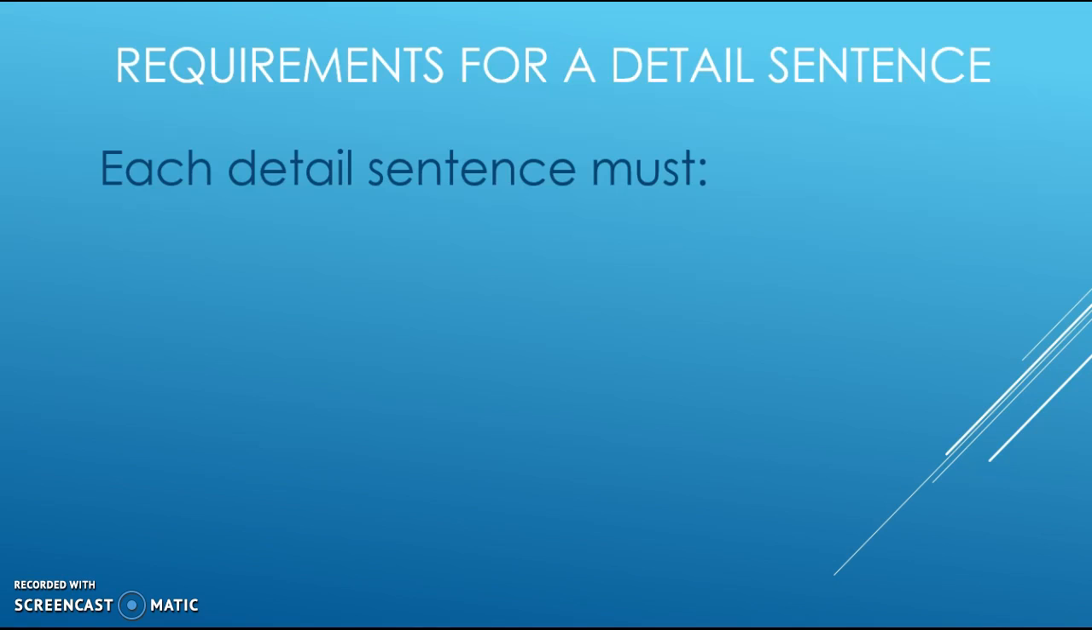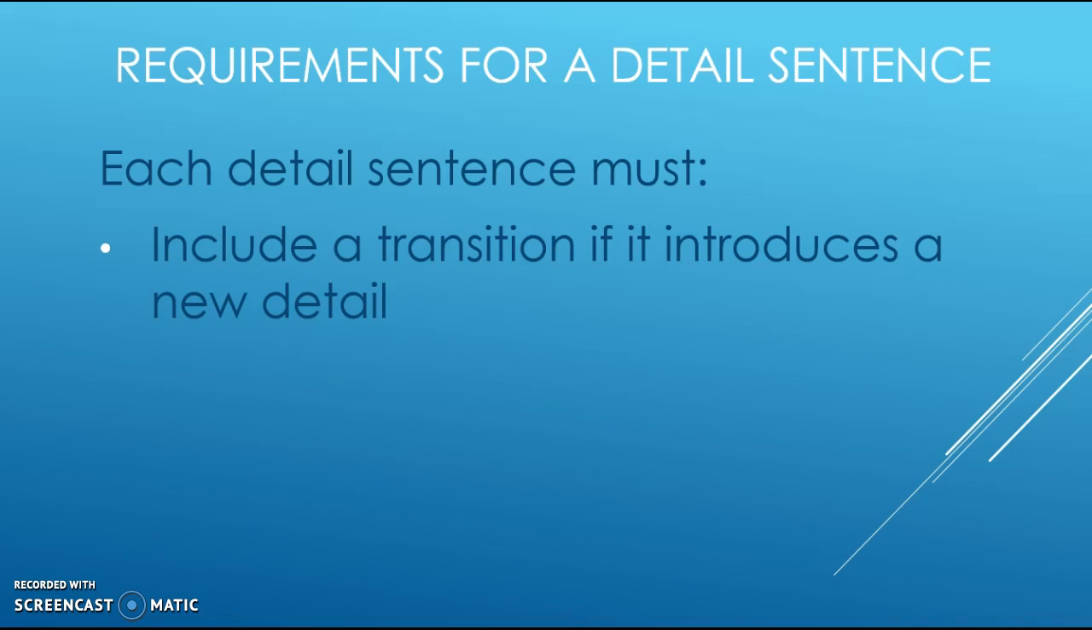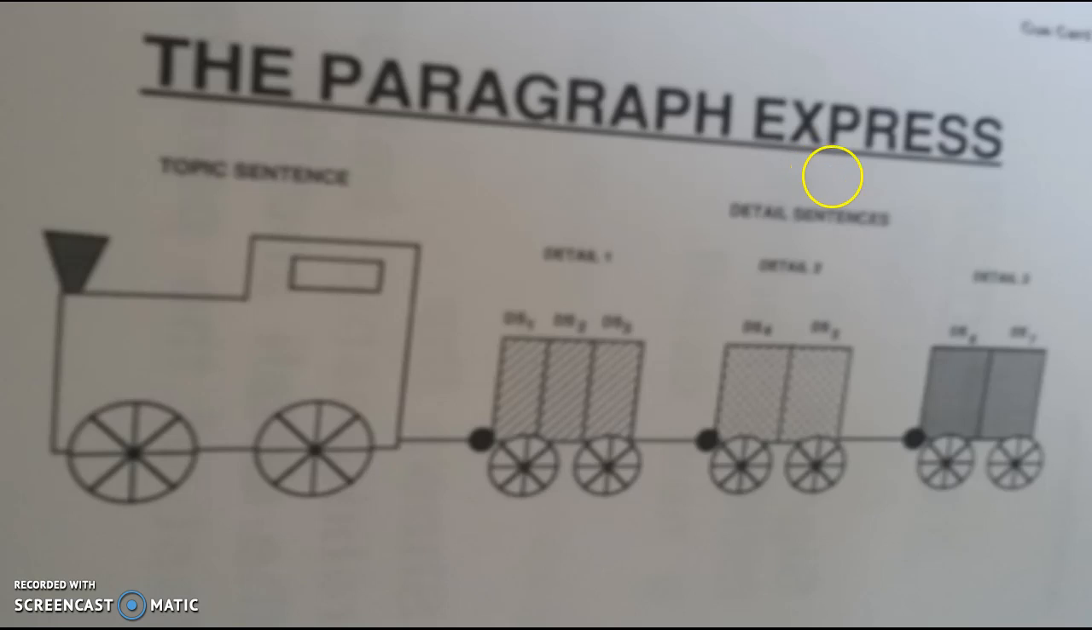Yes, the third requirement for a detailed sentence is that the detailed sentence must include a transition if it introduces a new detail. So if you remember our train from yesterday, we had the topic sentence, which is the engine, and then we had a transition that took us to that next detail, and then we would have 3 sentences about that detail, and then we'd have another transition to the next detail, and then there were 2 sentences that they put in this paragraph. And then we transition again because we're hooking those together, and then we have another detail.